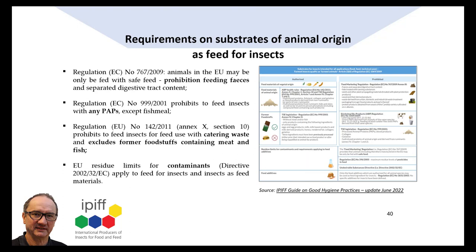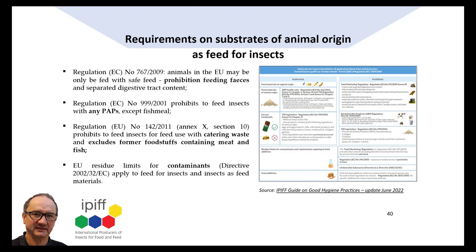Regulation 1069/2009 on animal byproducts is not in favor of us in the insect industry, because it is written that an animal reared for purposes of farming is a farmed animal, and for a farmed animal, you are only allowed to use approved feeding stuff. And there are other regulations for the substrates, the feeding stuff for the insects.